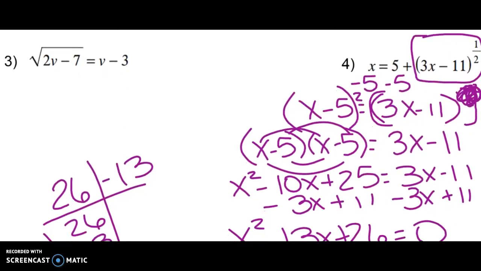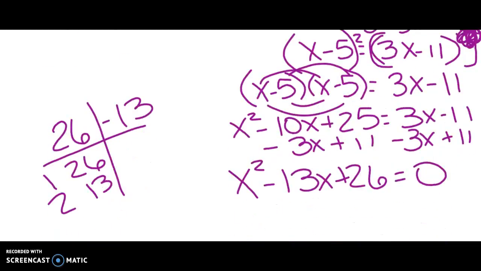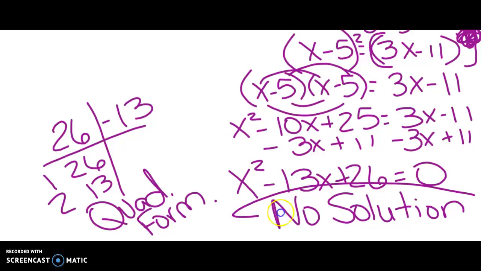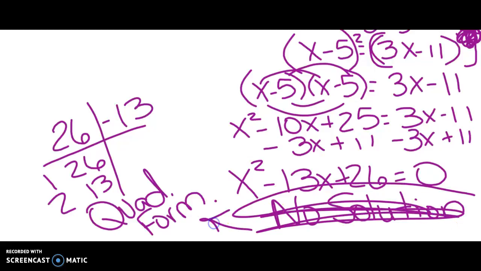Hold on, let me see. 3x minus 11. Looks right to me. Yep, it looks right. So guess what we're going to have to do? I think we're going to have to use the quadratic formula. So we're going to do this in class together, okay? If you got something where you thought it was no solution, you really do have a solution, but you just have to use the quadratic formula, okay? So we'll do that in class.